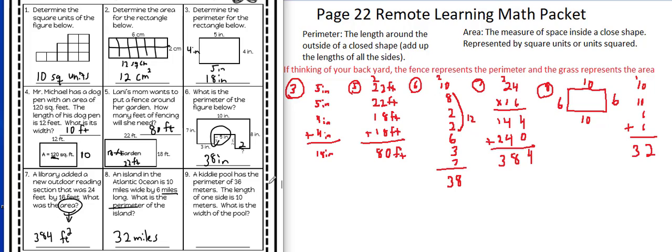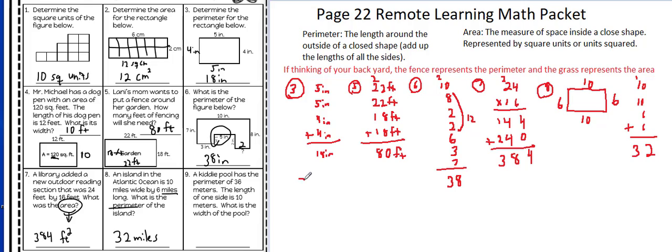Number 9, a kiddie pool has the perimeter of 36 meters. The length of one side is 10 meters. What is the width of the pool? All right, so I'm going to do number 9 right here. All right, I'm going to draw again. Okay, so I know that my perimeter is 36. And so that's 10. One side, and so that's 10. So 10 plus 10 would equal 20.